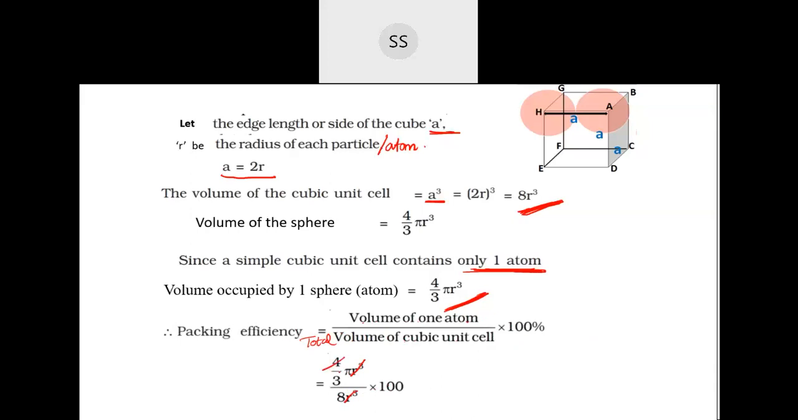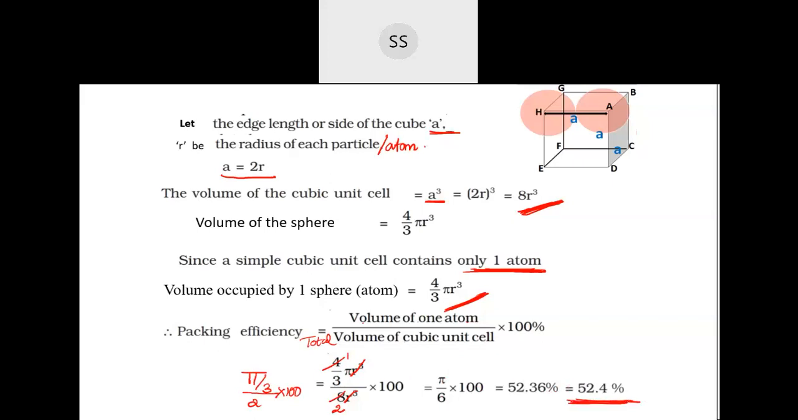Now cancel the like terms: r cube and r cube I can cancel. 4 ones are 4, 2. So remaining is pi by 3 by 2 into 100. That 3 I will bring down, so you will get pi by 6 into 100. Now divide pi by 6. Pi value is 3.14, so 3.14 divided by 6, you will get 52.36, which is approximately 52.4%. This will be the value.